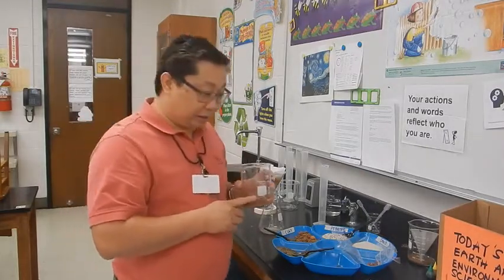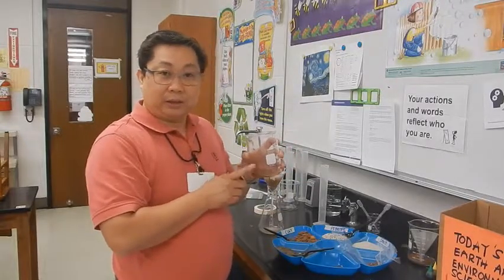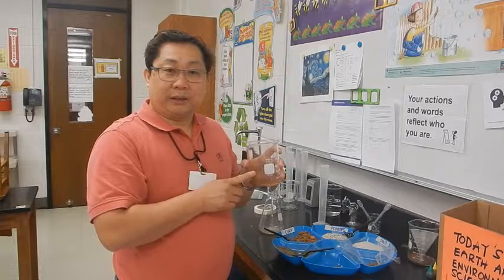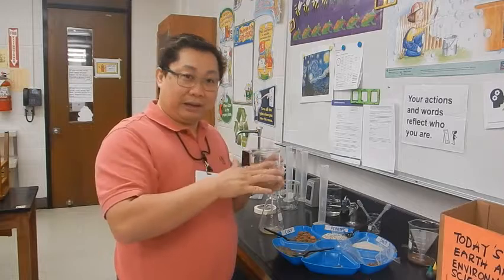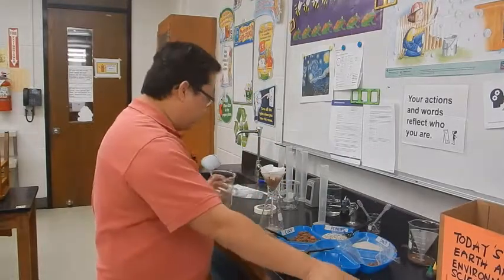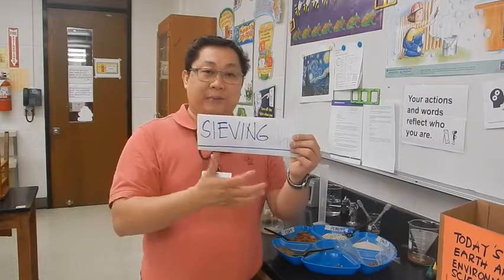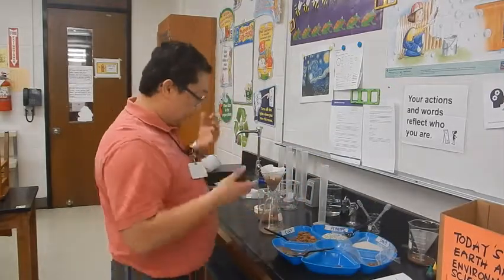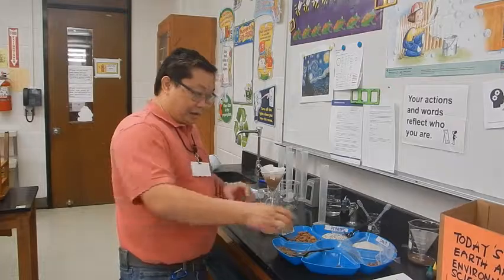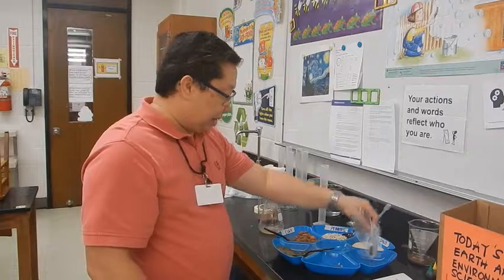In the process of filtration, what you are doing is separating the components of a solid in a liquid. While in the process of sieving, we are separating a mixture of solids. Again, this is filtration right here, and what we did earlier with the sieve is called sieving.